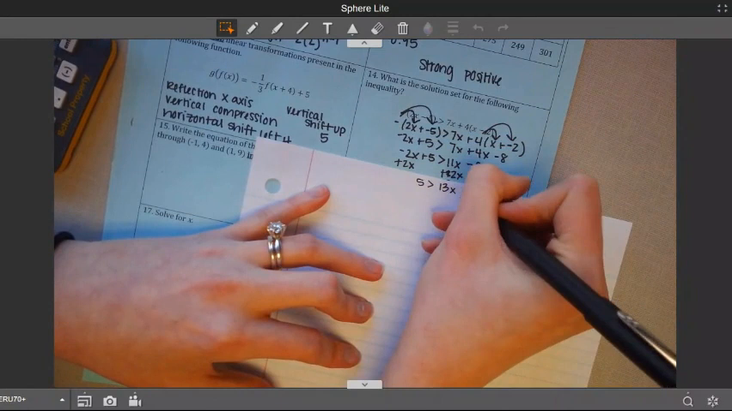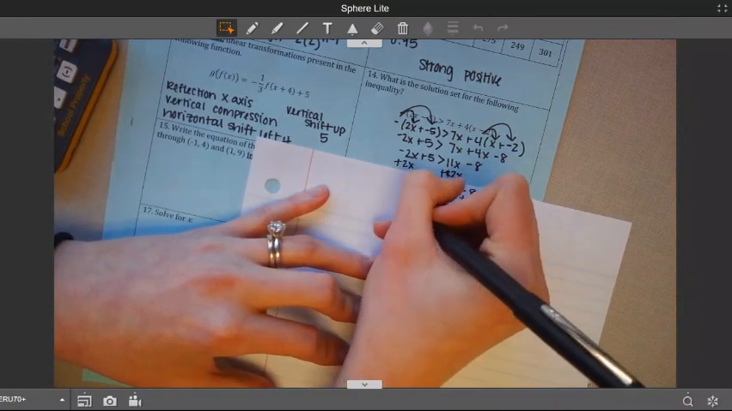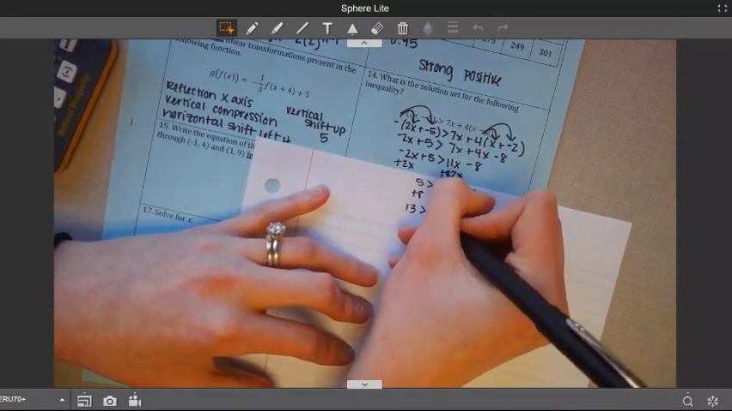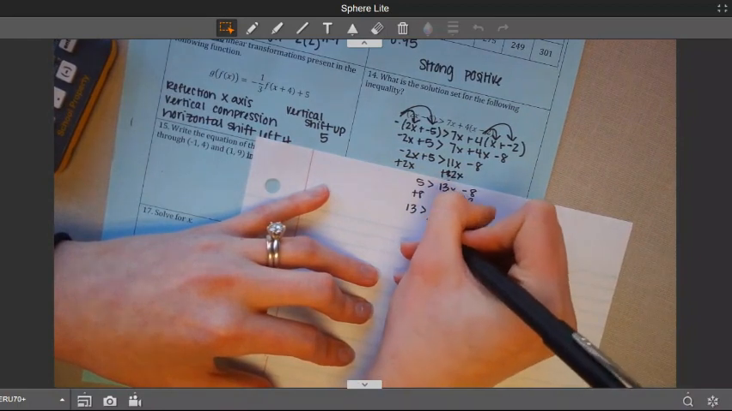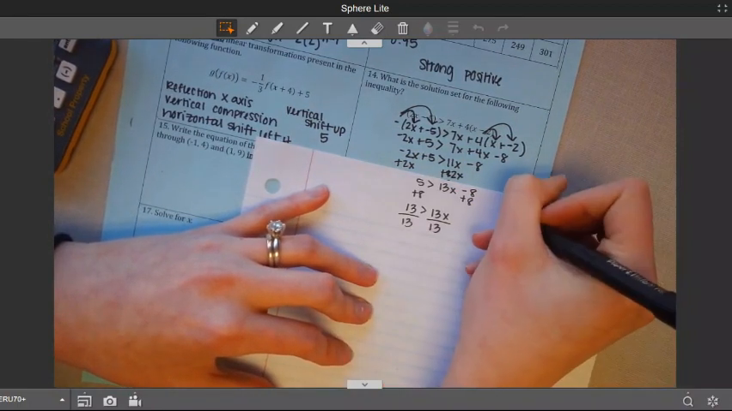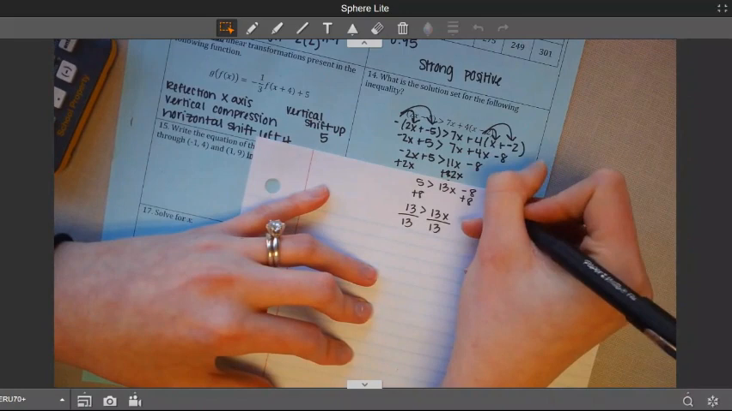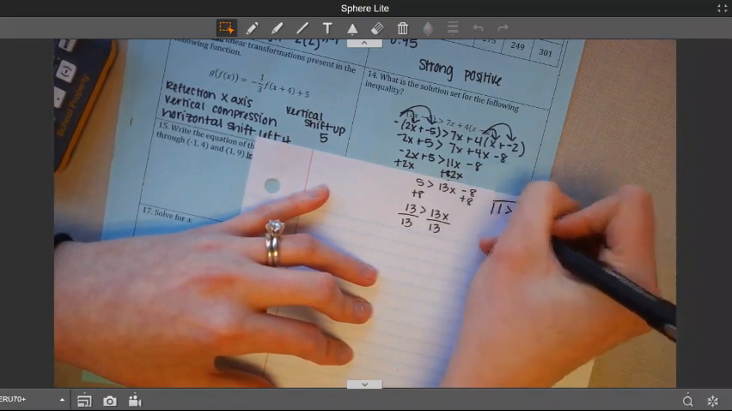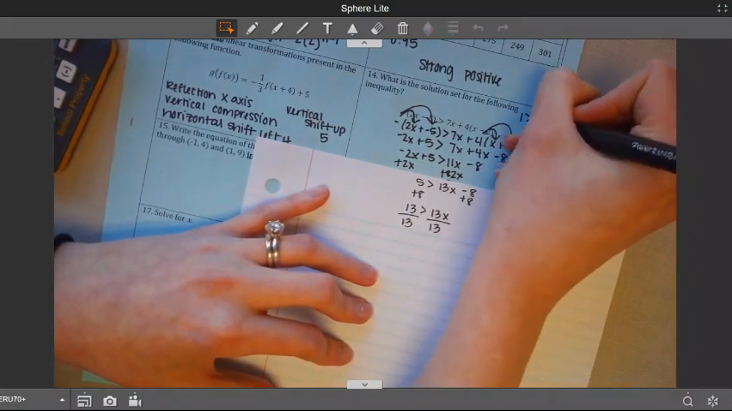I'm going to add 8 to both sides. I get 13 is greater than 13x. Divide both sides by 13. So 1 is greater than x, or x is less than 1. Okay.